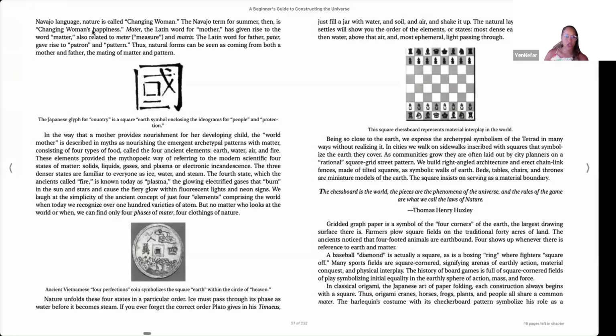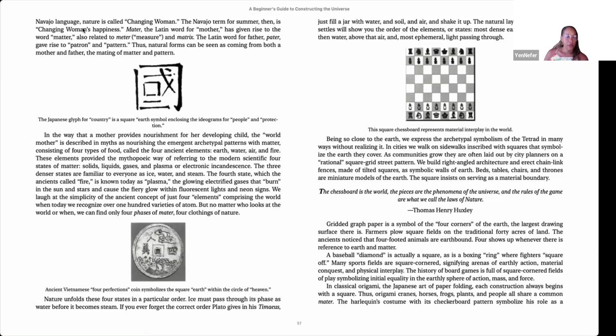In the Navajo language, nature is called changing woman. The Navajo term for summer then is changing woman's happiness. Mater, the Latin word for mother, has given rise to the word matter, also related to meter, measure, and matrix. The Latin word for father, pater, gave rise to patron and pattern. Thus, natural forms can be seen as coming from both a mother and a father, the mating of matter and pattern.